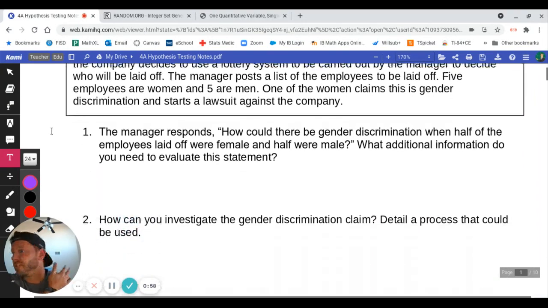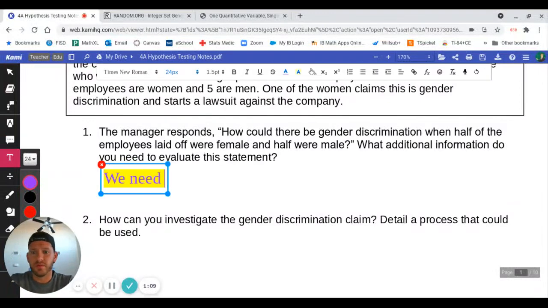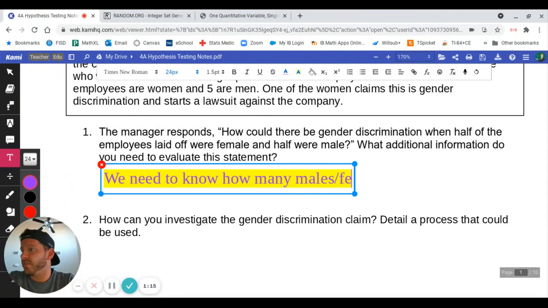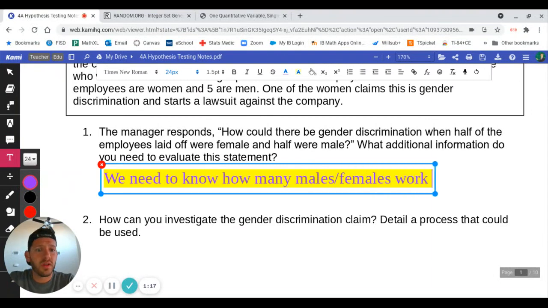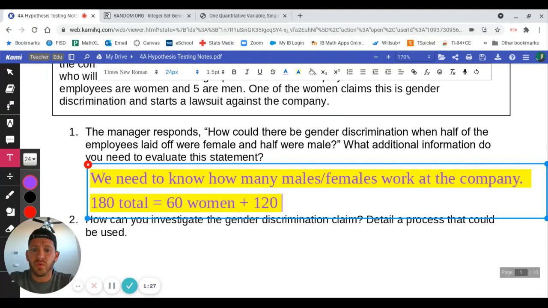So some additional information that we might need, I'll let you think about it. Well, we probably need to know what the breakdown is of men and women in the company. How many males, females work at the company? And come to find out of 180 total, there are 60 women and 120 men.